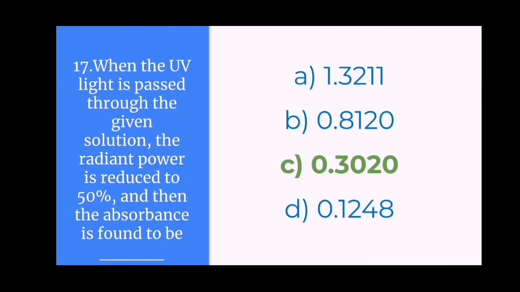Next is, when the UV light is passed through the given solution, the radiant power is reduced to 50% and then the absorbance is found to be A. 1.3211, B. 0.8120, C. 0.3020, D. 0.1248. The correct answer is C. 0.3020.